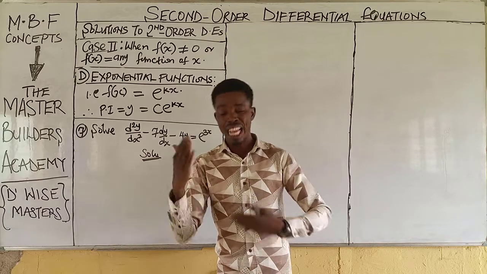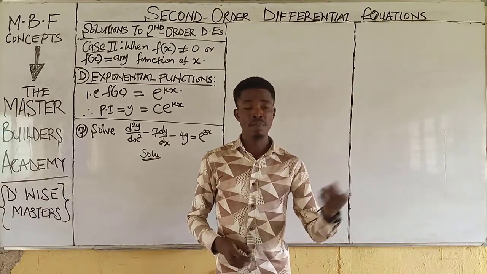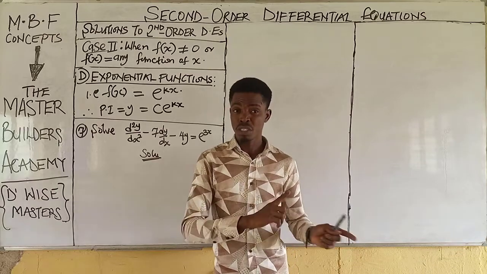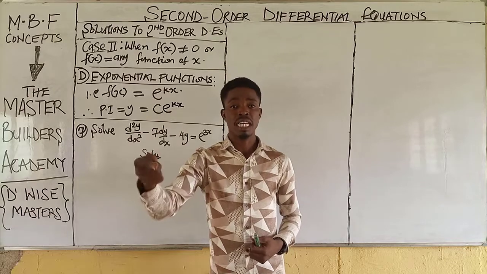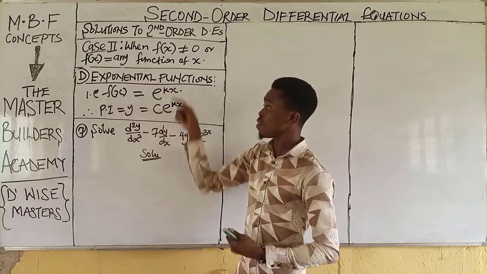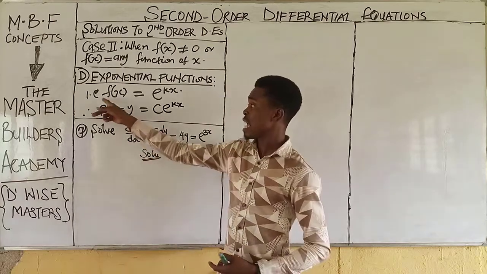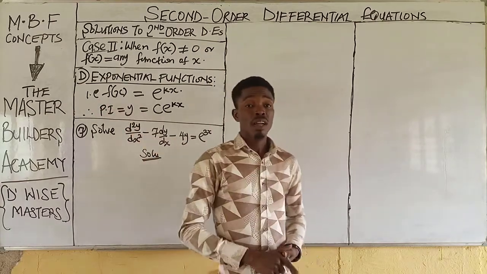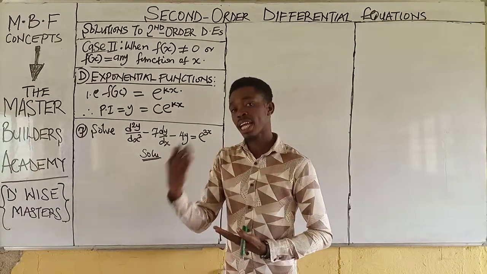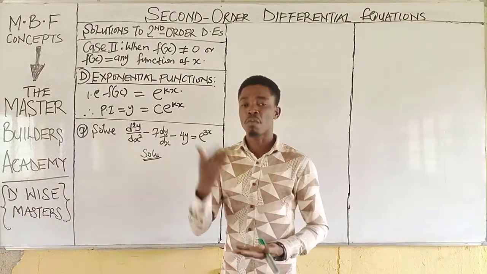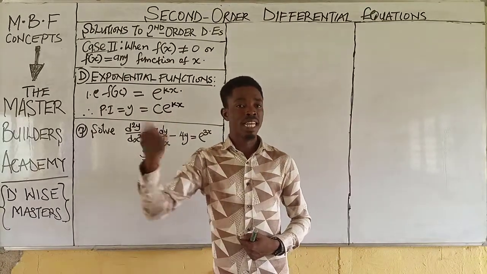Are you there? Or any function of x. We said we have constants, which we have looked at already. We have linear, which we have equally looked at. Then we have quadratic, we have looked at that. Now we want to be looking at exponential functions. For exponential functions, f of x is given as exponential kx, where k is the coefficient of x, which can either be a positive or a negative integer.